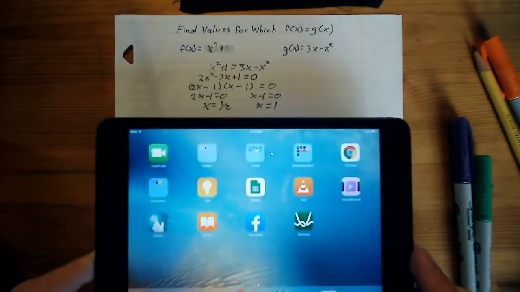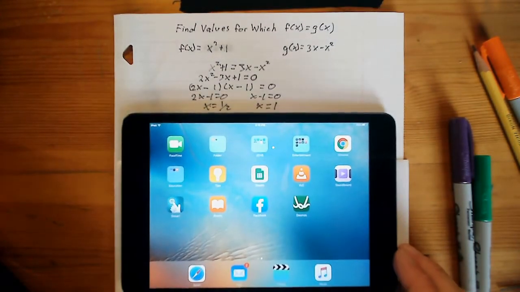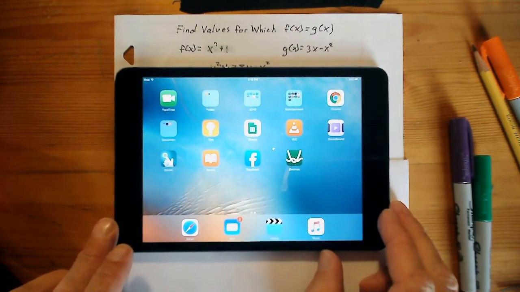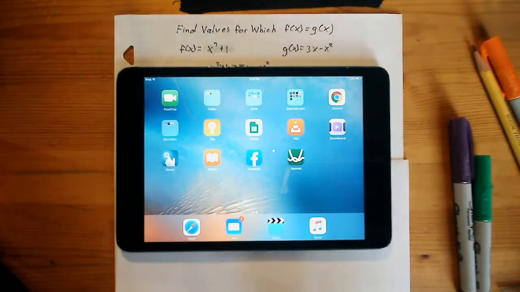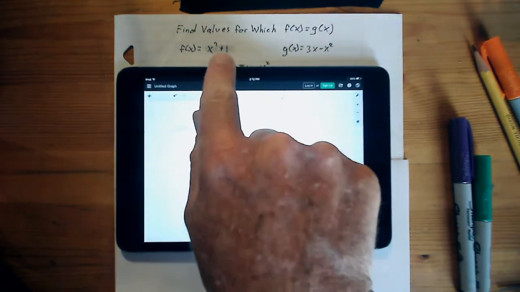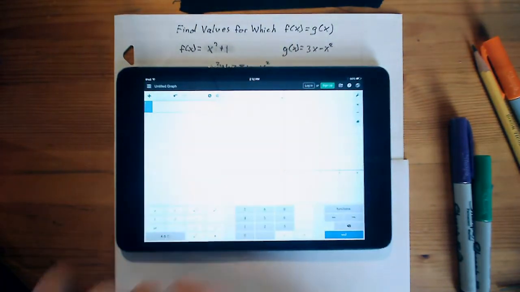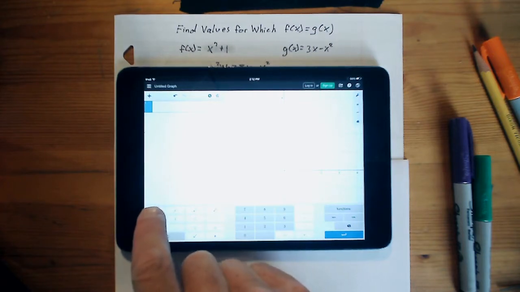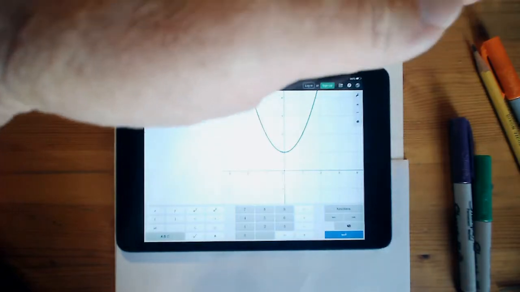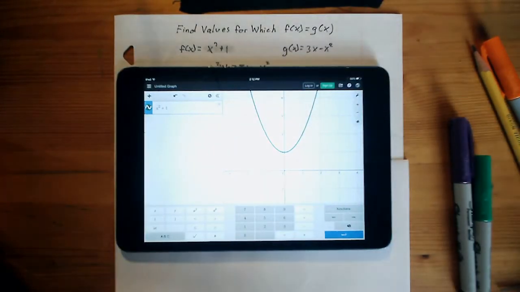I have a favorite app. It is called Desmos. This is it here. It's available for all tablets. There's also an online version that's really good, a web-based version that we'll use in class as well. So let's open up that Desmos. I've got two functions here. I'm going to graph them both so I can find it graphically just using this quick little app. X squared plus 1. There. Bit of a glare on that.